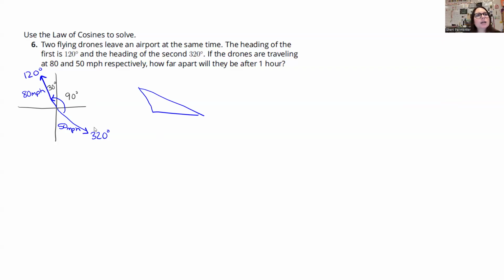Here I go 320 and then all the way to here would be 360. So how far is this distance here? 40. Let's add them up. So I've got 30 and 40 is 70. 70 plus 90 is what? 160. Okay, I know this distance here, 160.